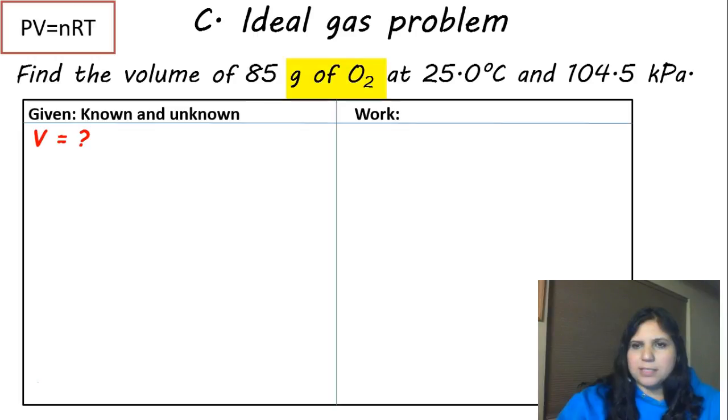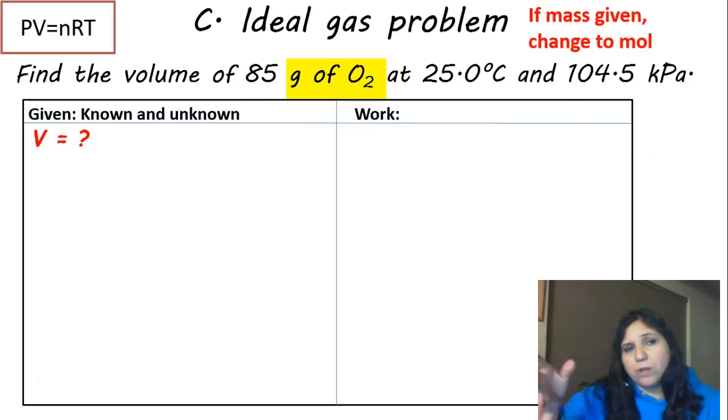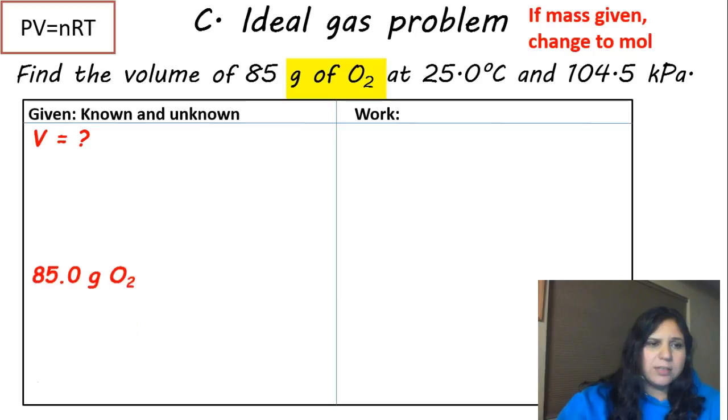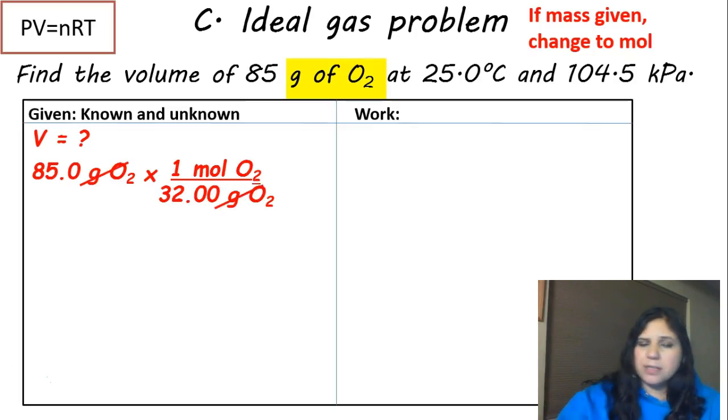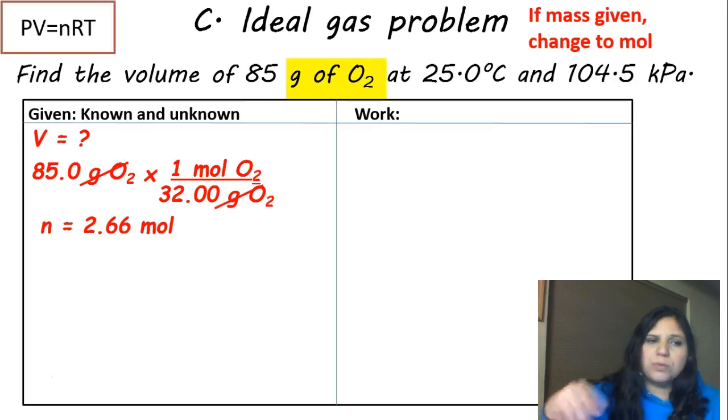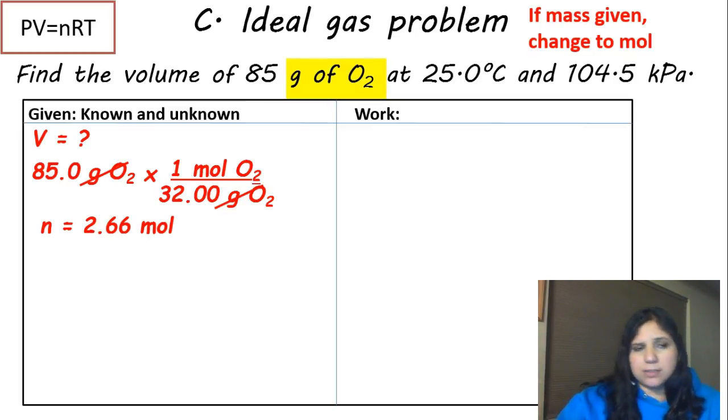Instead, you might want to write this down. When you have grams of something, you can always change grams into moles. If you know what the formula of that substance is, change those grams into moles. That's exactly what we're going to do. So 85 grams of oxygen, we'll convert that. We know that 1 mole of oxygen is 32 grams, and so we get the n, which is moles, is 2.66 moles.